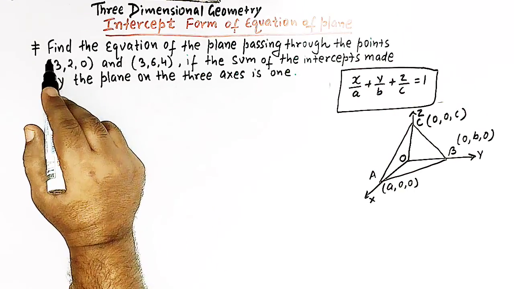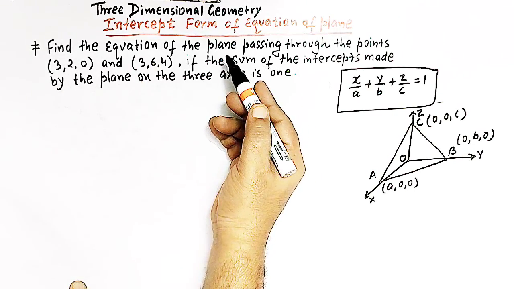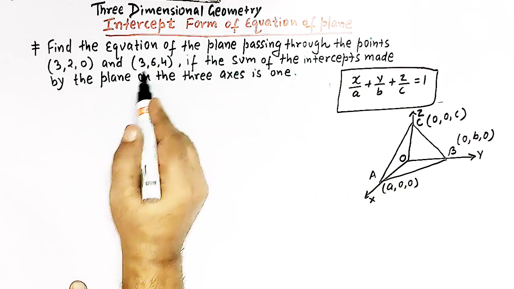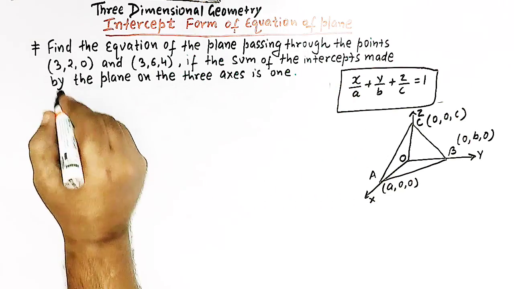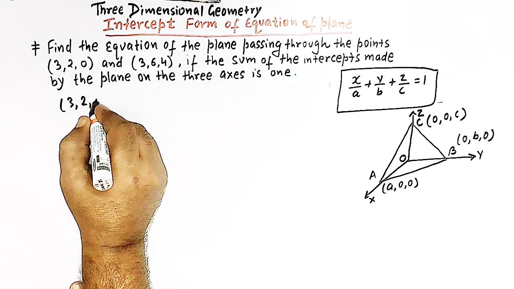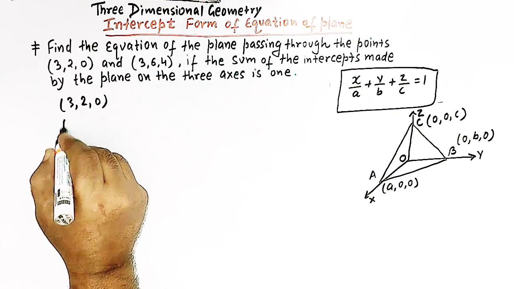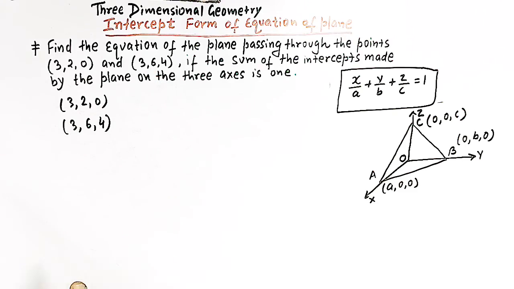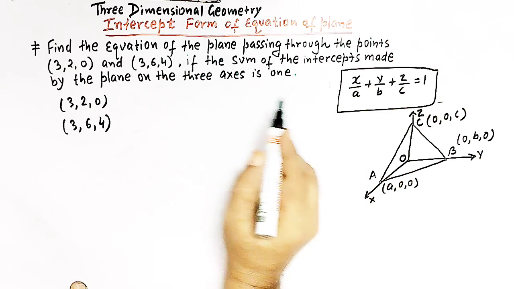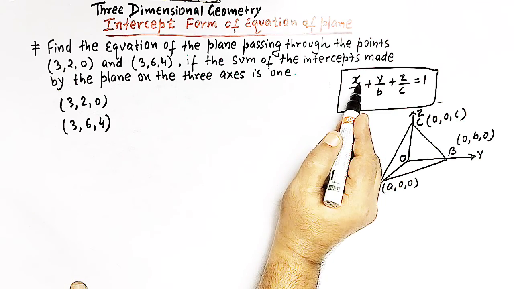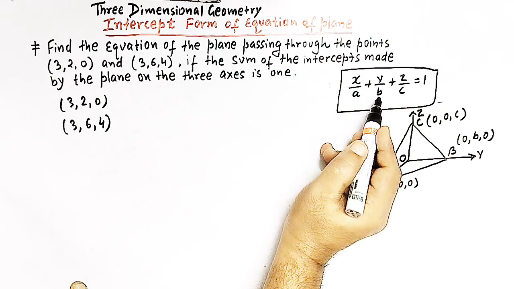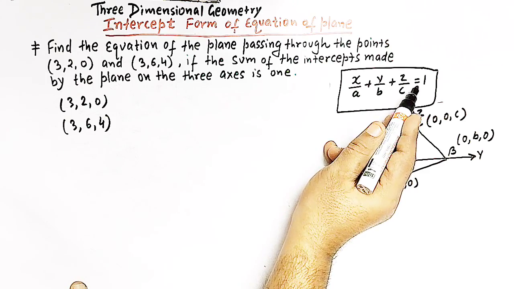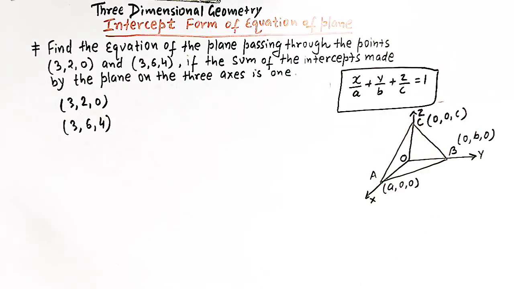So here we have to find the equation of the plane which passes through these two points. Here we have the first point (3, 2, 0) and the second point (3, 6, 4). So we'll assume that the equation of the plane is of this form: x over a plus y over b plus z over c is equal to 1, right?